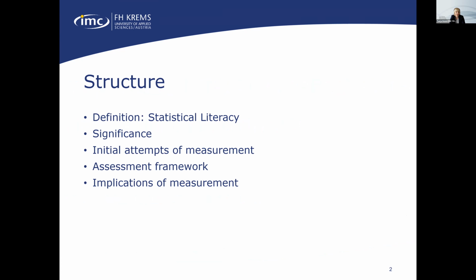Third step is showing you the initial attempts of measurement, because there were already attempts to measure it. And I will discuss with you why these could be improved, should be improved. Then I will give some thoughts about the assessment framework, which is at the very beginning. So this is also part of the discussion, so to say. And then the last part about some implications of the measurement. So what can be the findings of such a measurement of statistical literacy?